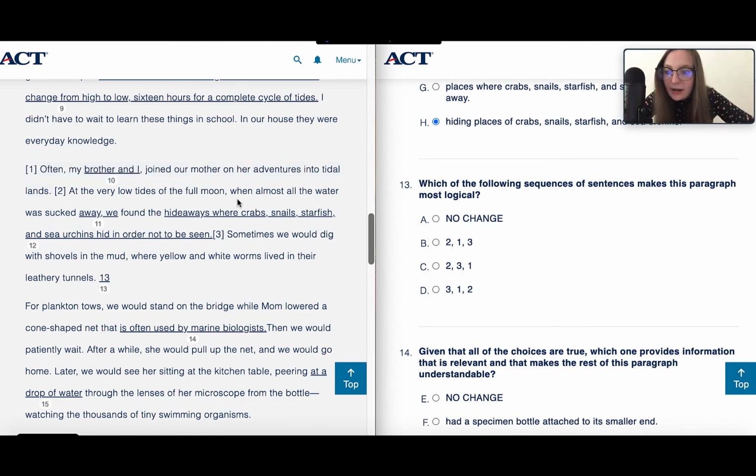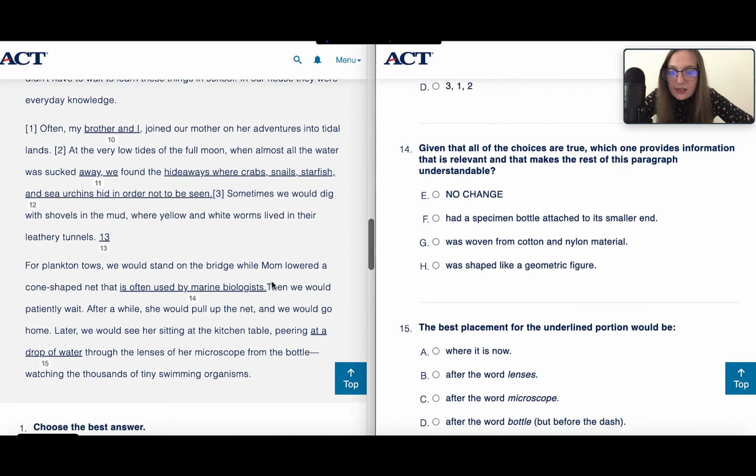Because you can see right here it says, we found the hideaways. Sometimes we would dig. So we need the introductory sentence to explain what it is that the kids are doing at the beach. So one definitely has to come first, and the only option that would include that would have to be choice A.